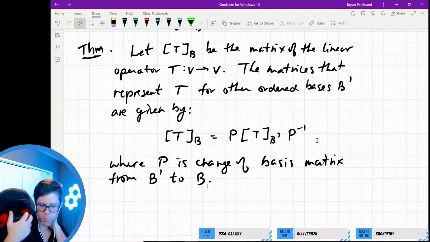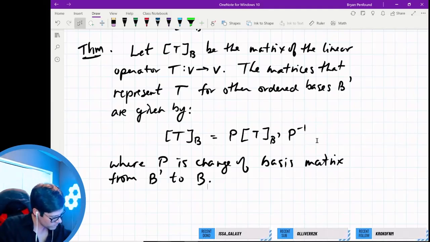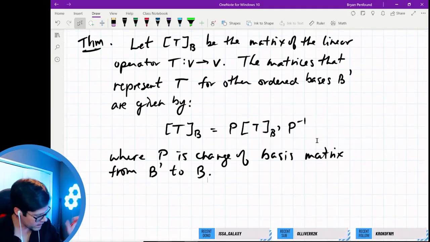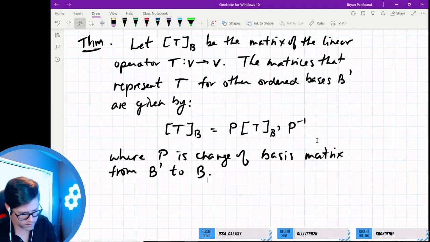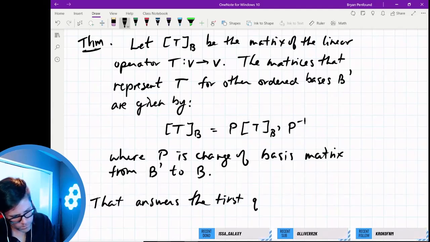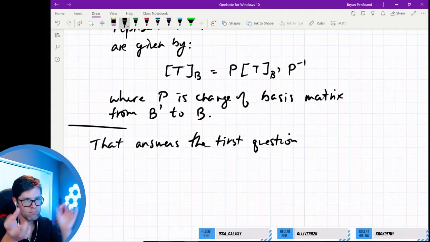So there are some nice properties that we get just from the fact that these matrix representations are similar to each other. So that's kind of cool. So that answers the first question. To me, that's all I really need to do. So that answers our first question. How do these matrix representations look?